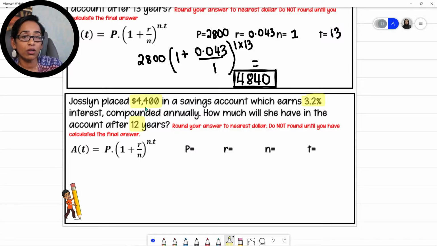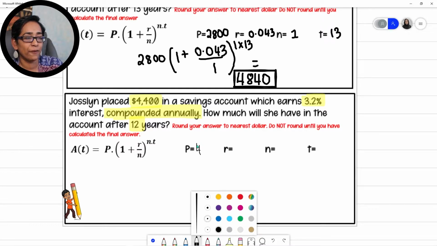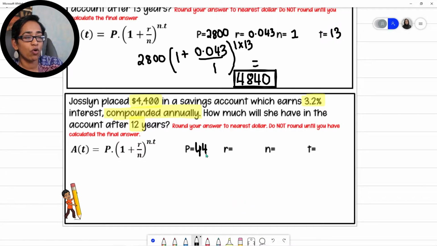The keywords are the principal amount, the interest, and compounded annually. Once I know that, I'm simply going to go ahead and plug in my P value. What is my P value? It is 4,400. The rate is 3.2%, so change that into decimal, 0.032. N is 1 because it's compounded annually, and the time is 12 years.